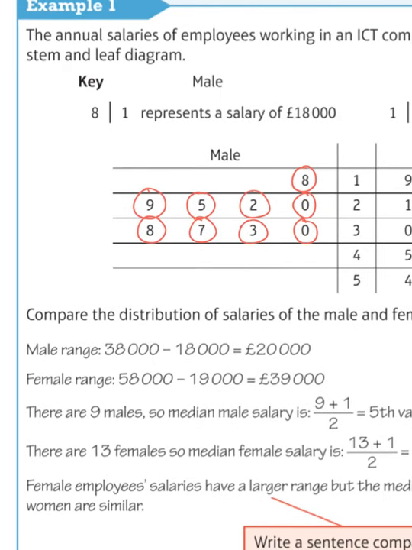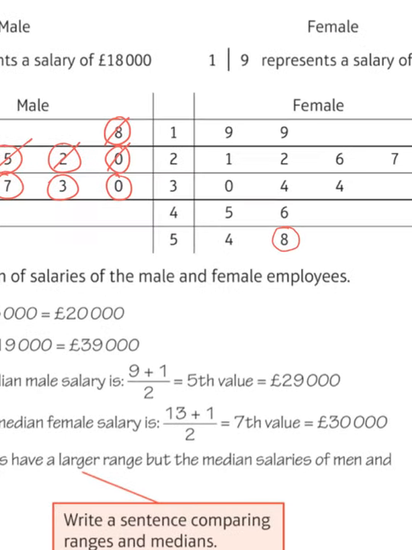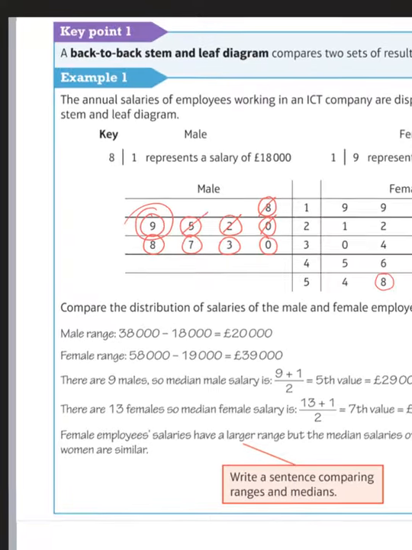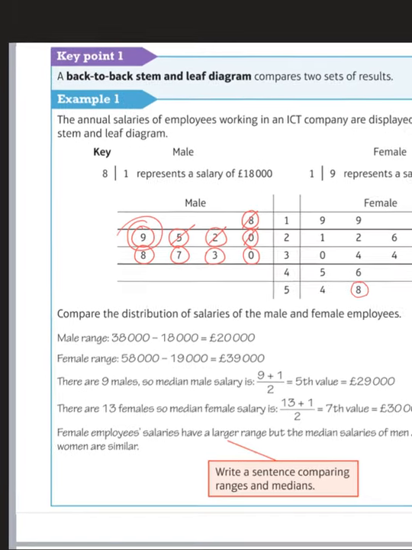So we've got the fifth value, which is going to be the median. Okay, so we need to count up to the fifth value. So 1, 2, 3, 4. We've got the fifth value, which is going to be 29,000. So the median will be 29,000 for males.